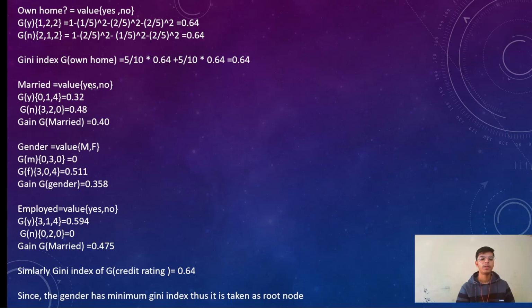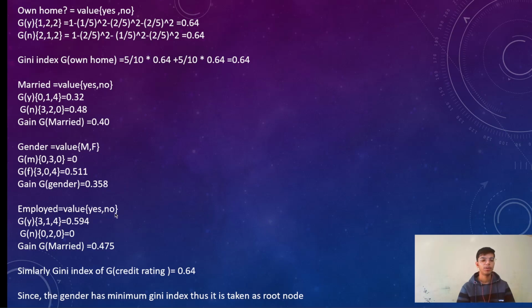Now for married, there are two values, whether he or she is married or not. So we will find their Gini index for yes and no, and the resultant Gini index value for married will be 0.40. And for gender, the person can be male or female, so we will find their respective Gini index, which is 0 and 0.511, and then the Gini index of gender will be 0.358.